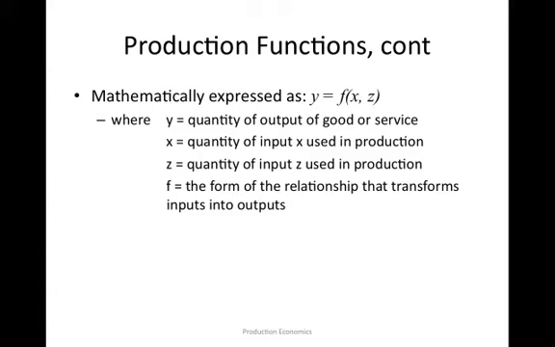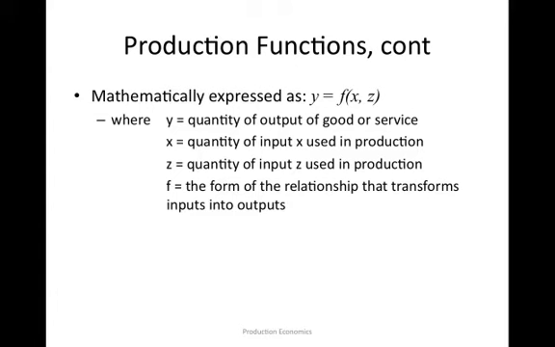If we want to choose to capture a production function mathematically, we could write it as y, where y is some quantity of output of a good or a service, as a function of x and z, where x and z are inputs, different inputs that are used in the production process. And that function f is simply the form of the relationship that captures how those inputs get turned into outputs through the production process.